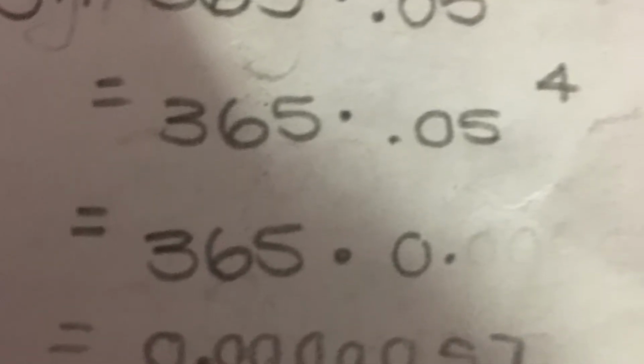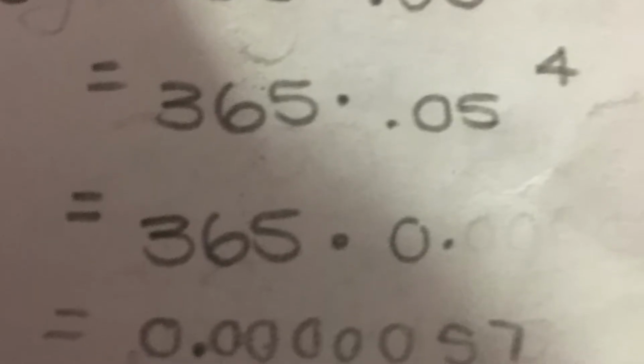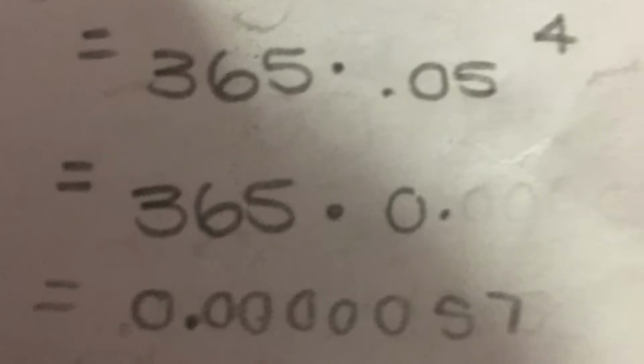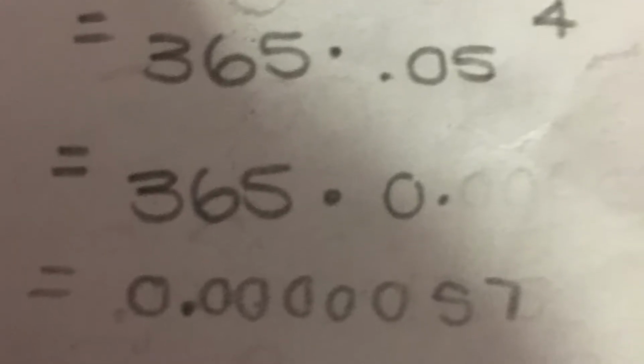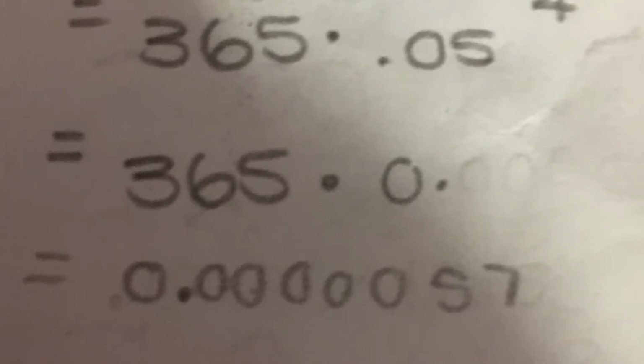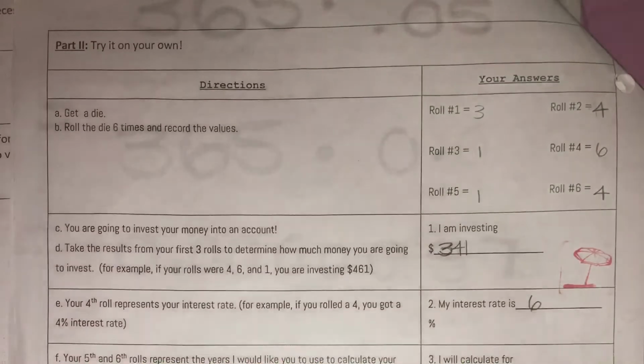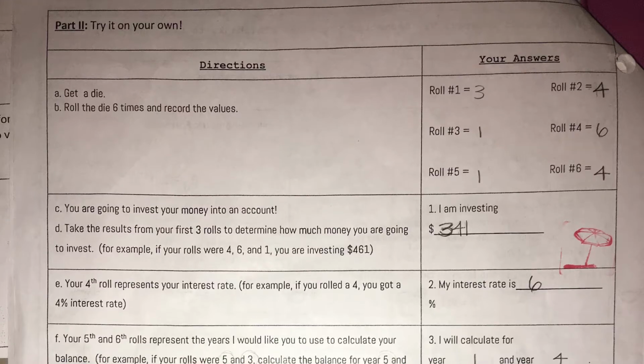And then we plug the numbers into the explicit geometric formula, and we get Gn equals 365 times 0.05^(5 minus 1). Then we get 365 times 0.05^4, and then get 365 times a decimal, which is 0.0000057.